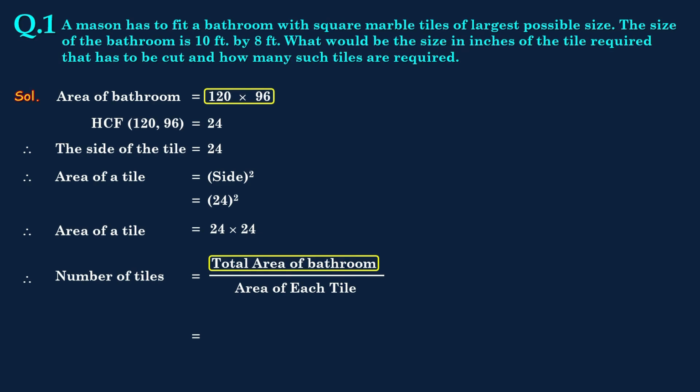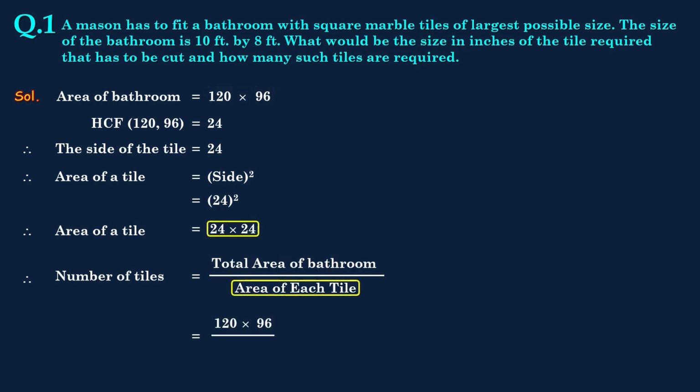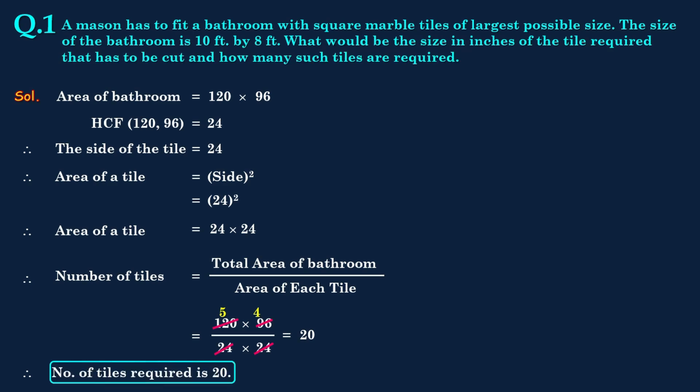So the total area of the bathroom is 120 into 96 by 24 into 24. Now we can easily cut this 24 with 120, that is 5, and 24 with 96, that is 4. So always try to do the multiplication or division, whatever, at the end. Okay, so this will help you to cut the numbers. And if you make a mistake in doing the multiplication, then your marks will be gone. So that's why always try to do it at the end. So we got 20.